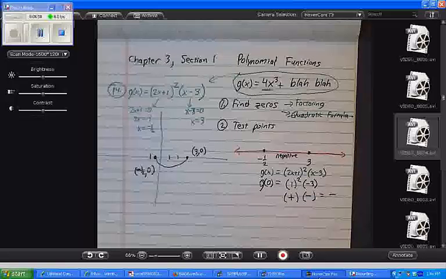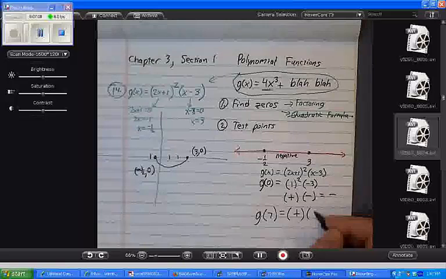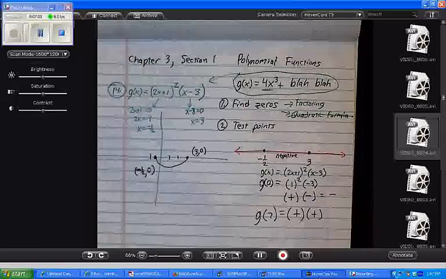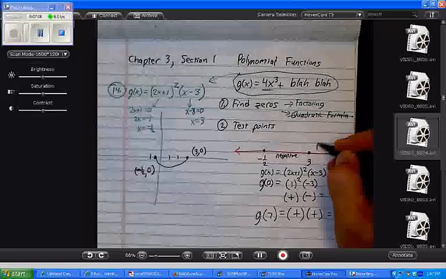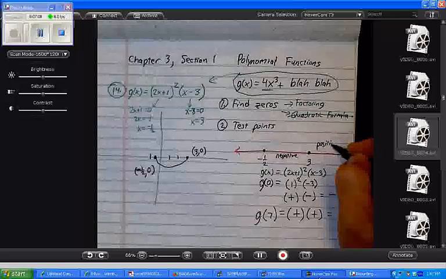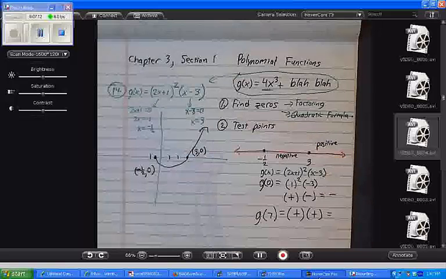Okay, let's take a point greater than 3. Give me something. How about g of 7, right? Well, I get positive, and I get a positive because 7 minus 3 is 4. You see that? So over here, we're positive. We're going to be above the x-axis. Are you with me?